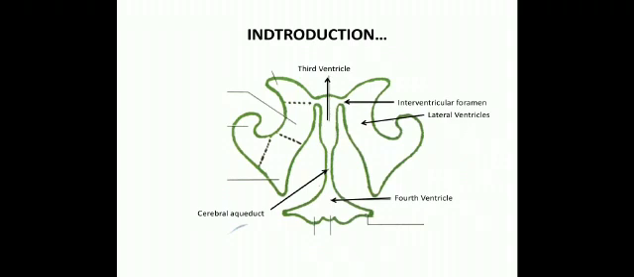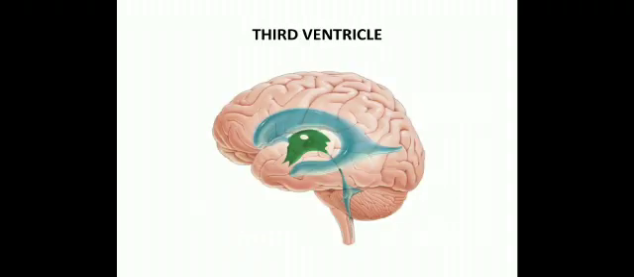So diagrammatically we can represent the ventricular system like this, depicting the third ventricle at the center, and on either side you can observe the lateral ventricle communicating with the third ventricle through the interventricular foramen, and the third ventricle through the cerebral aqueduct leading to the fourth ventricle. So easily you can represent the ventricular system like this.